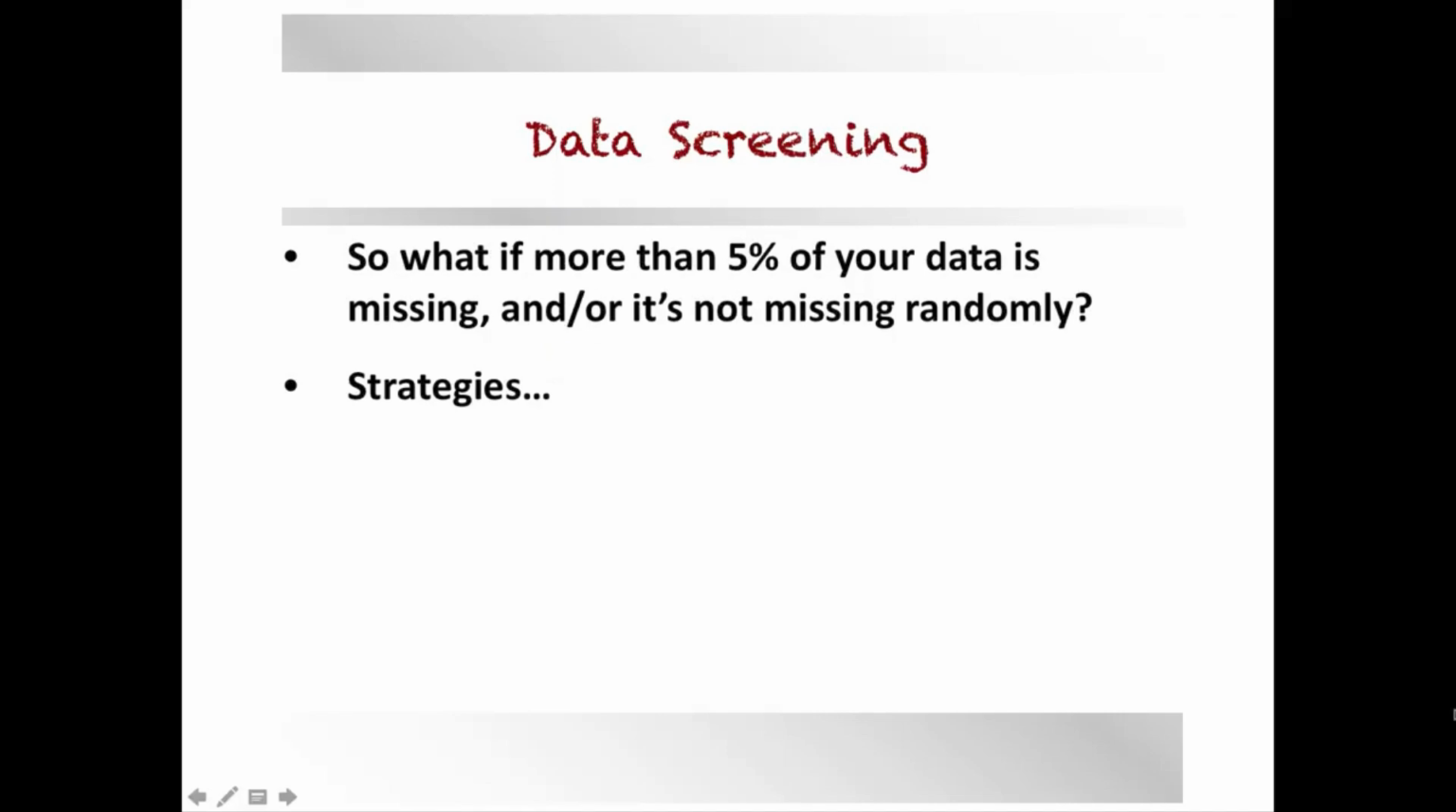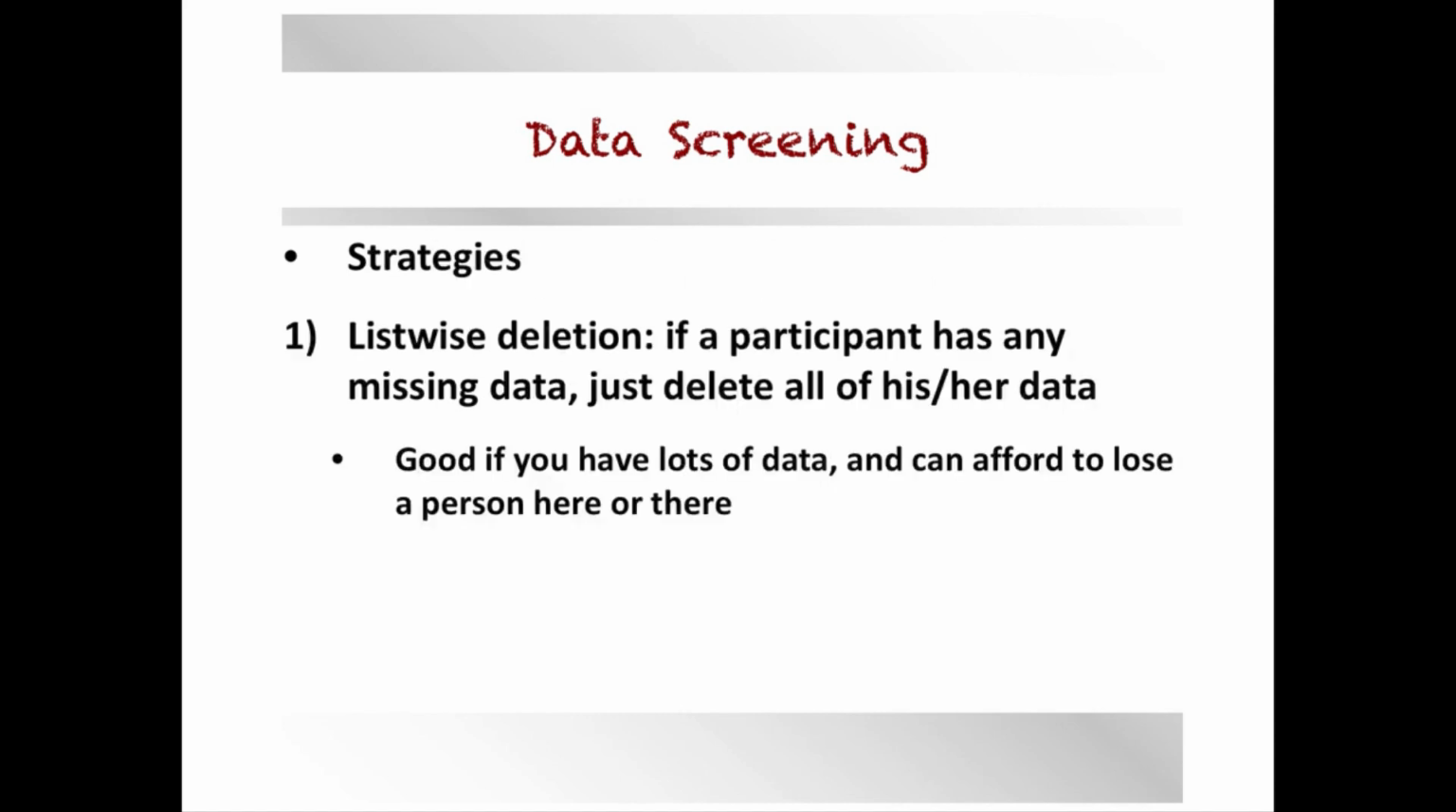So what if 5% of your data or more is missing, and what if it's also not missing randomly? There's actually three scenarios here. Scenario 1, less than 5% of your data is missing, no problem. Scenario 2, 5% or more of your data is missing, and it's random, so that's kind of okay as well. And number 3 is 5% or more is missing, and it's not random, and that's the one where you have to take the most care to either get rid of those people or enact one of these strategies. But either way, these strategies are going to be important regardless of the scenario and the percentage of data missing.